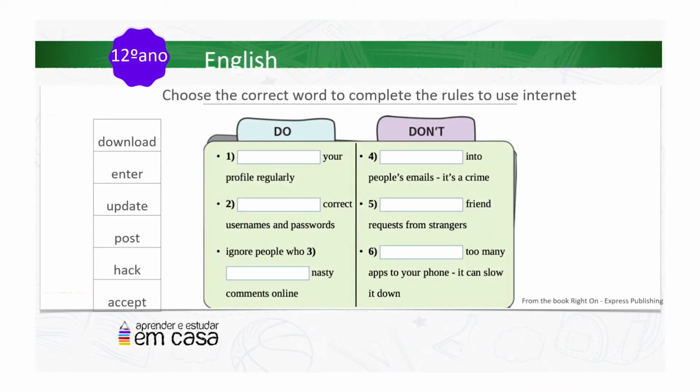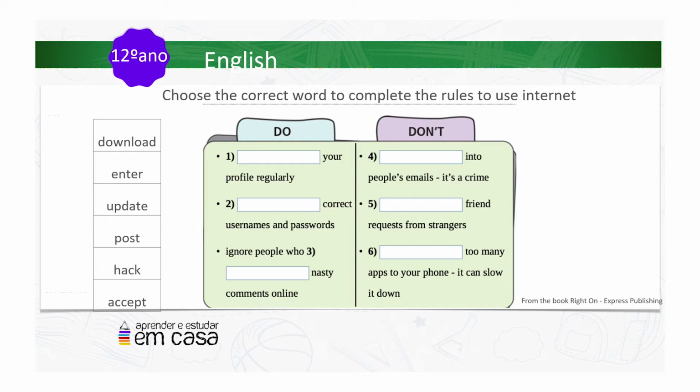But as we said, the internet is not all bad, right? There are some things that we're going to see now, like do's and don'ts when we use the internet. So we have here some words like download, enter, update, post, hack, and accept. And we have the do's and don'ts. I want you to think, just take a few seconds to see if you can put those words in the right place. Have you done? Good. So let's check what you have done.